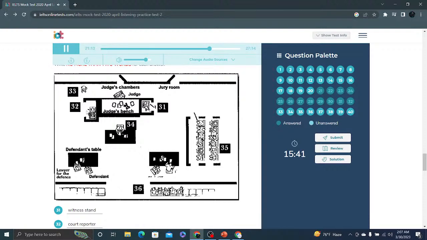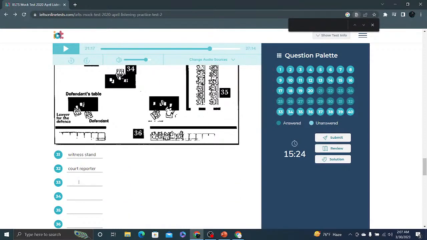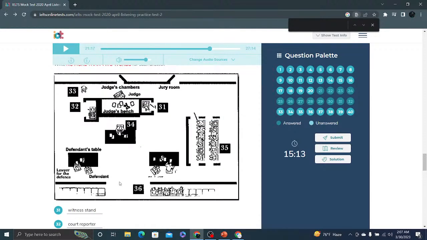Behind the court reporter, the bailiff stands against the wall of the courtroom. As you were saying, behind the court reporter, the bailiff stands against the wall. So as he was talking about 33, let me put down, it would be bailiff. Bailiff would be the answer. Now let's listen for question number 34.